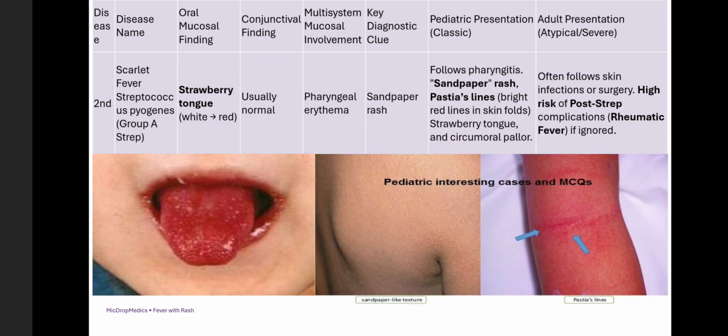Second disease, we have the scarlet fever. Here we look for the strawberry tongue, sandpaper rash, and the Pastia's lines. In adults, it's not always a sore throat. Check for surgical site infections and rheumatic fever. Here you also need to rule out Kawasaki disease because it can also present with a strawberry tongue.